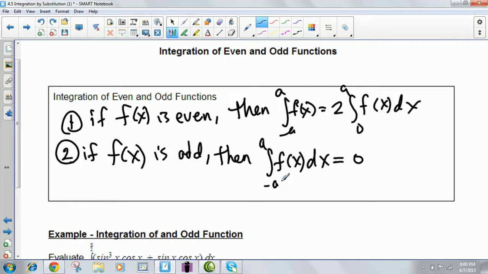If you realize something's even or odd, remember, look at the exponents. If all the exponents are odd, then it's an odd function. If all the exponents are even, then it's an even function. If they're mixed, even and odd, then it's inconclusive.